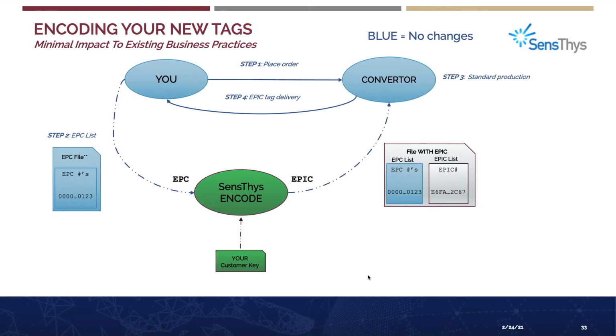We don't see your business model with your converter. We don't see what you're paying for your tags. We don't care. We don't want to know. So we just provide the Epic data to your converter, and they go off and encode the data as they normally would. So we're not changing those processes at all. Now, that's one model. The other model is if you're not sourcing tags from a converter, then you can source the tags from SensThys, and we will provide the tags to you pre-encoded with your Epic data. So there are two different paths to getting Epic onto your tags.